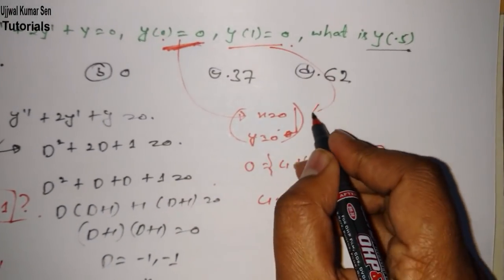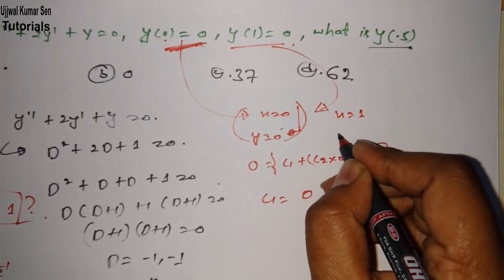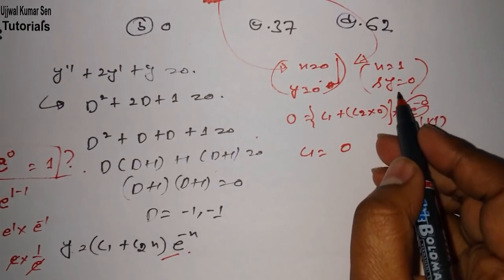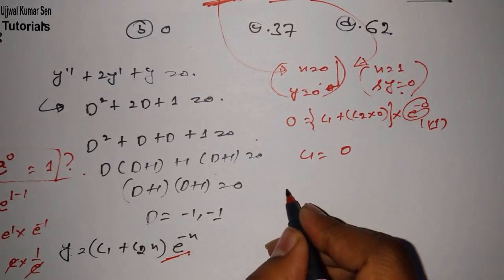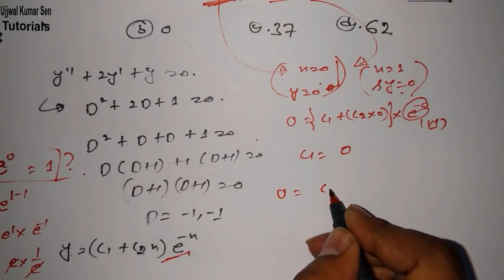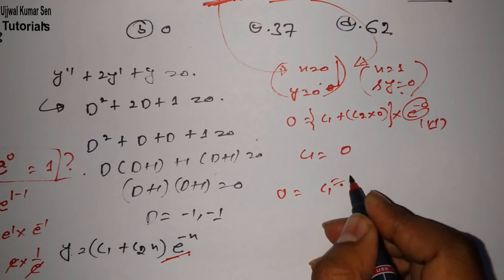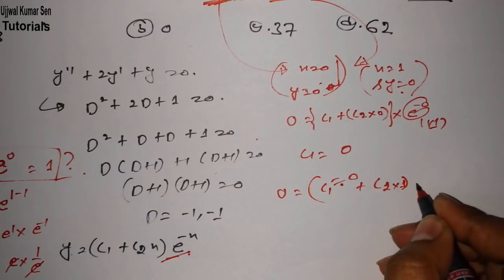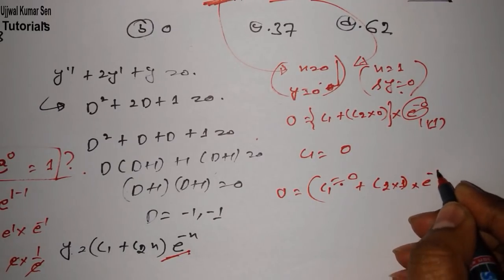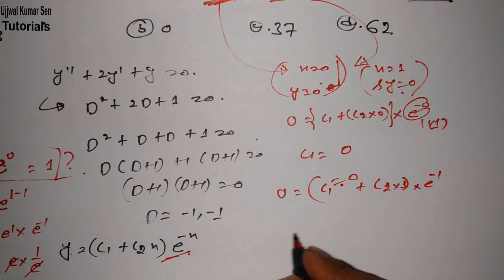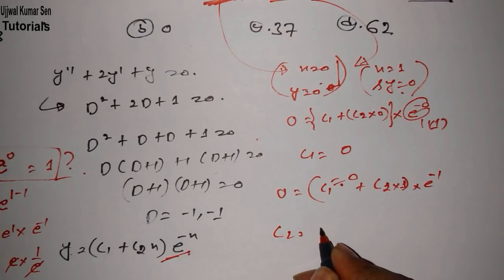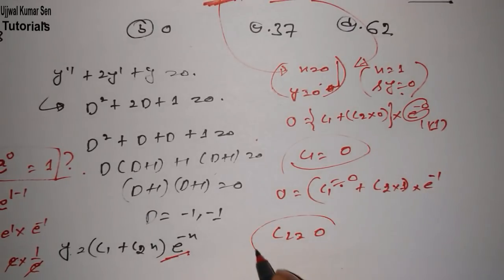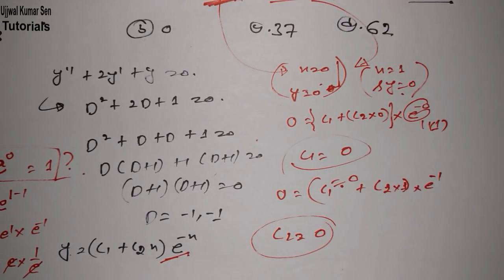Here we can see x1, if x is equal to 1, then y equal to 0. Now we have to implement these two things here. So we got y equal to 0, c1 is already 0, plus c2 multiplied by 1, multiplied by e to the power minus 1, right? So c2 is equal to 0. So we got the same: c1 is also 0, c2 is also 0.